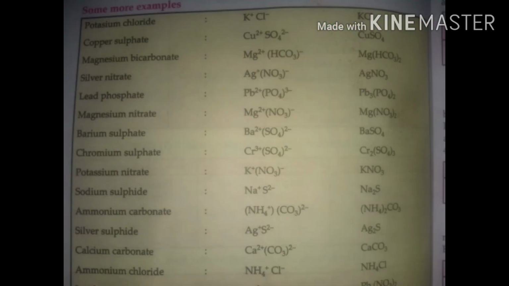Now take a look at some more examples of salts, in case you might have forgotten how to write these. If you take a look at potassium chloride, potassium with valency 1 and chlorine minus 1 will give you KCl. And for example, barium sulfate: barium plus 2 and sulfate, which is SO4 minus 2, will give you barium sulfate salt.